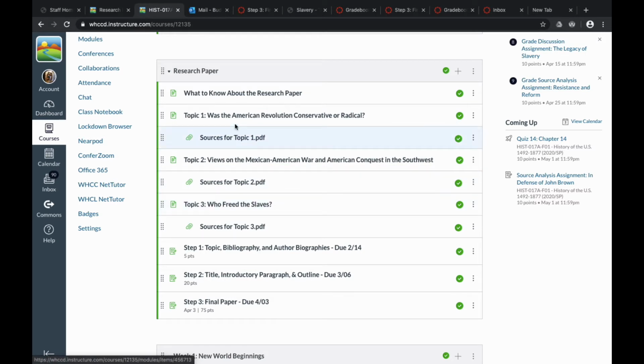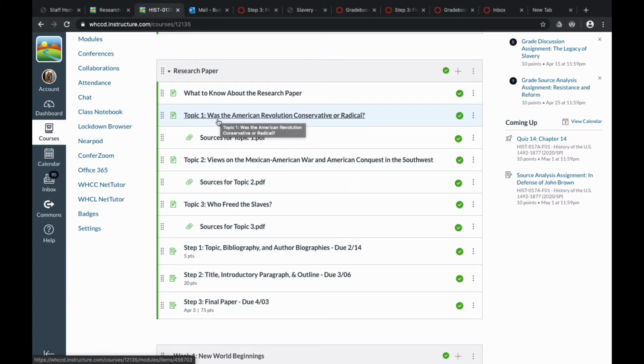Underneath each topic page is a PDF that has all of the required sources for that given topic. Here, topic 1 is the American Revolution: conservative or radical? In other words, was it a conservative movement, something that really built on the traditions and practices of life already in place, or was it radical? Did it completely buck the trend and enter Americans into a new way of social and political life? So that's topic number 1.